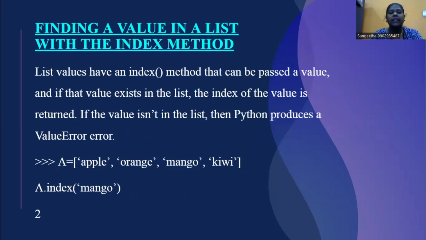The first method is finding a value in a list with the index method. List values have an index method that can be passed a value, and if that value exists in the list, the index of the value is returned. If the value isn't in the list, then Python produces a value error. So a list named A has items apple, orange, mango, kiwi. A.index('mango') returns 2, meaning the index value of mango in list A is 2.